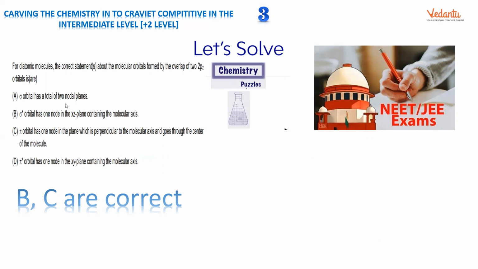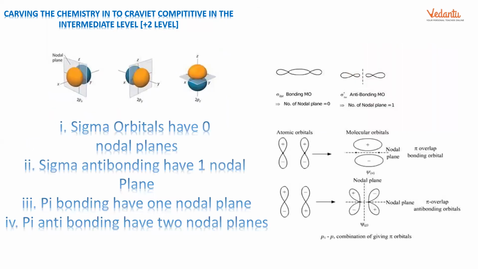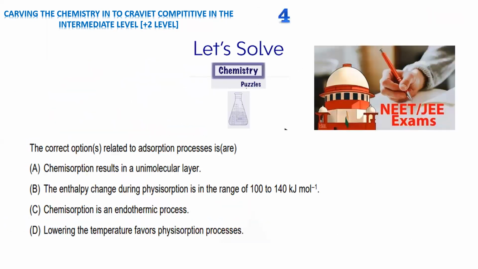D is wrong, A is wrong. Only the correct options are B and C. Sigma star, nothing but sigma anti-bonding, is having 1 nodal plane. Then pi orbital has 1 nodal plane. These two, B and C, are the correct answers. Right? For question number 3, B and C are the correct answers. Let's move on to the next one, question number 4.